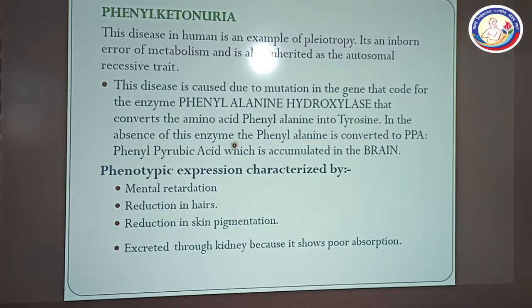In the absence of this enzyme, the phenylalanine is converted to PPA. The name of PPA is phenylpyruvic acid, which is accumulated in the brain and it will make the person dull. What are the phenotypic expressions characterized by phenylketonuria disease? Mental retardation, so the person will be mentally weak, reduction in the hair, reduction in skin pigmentation, and excretion through the kidney because of poor absorption.